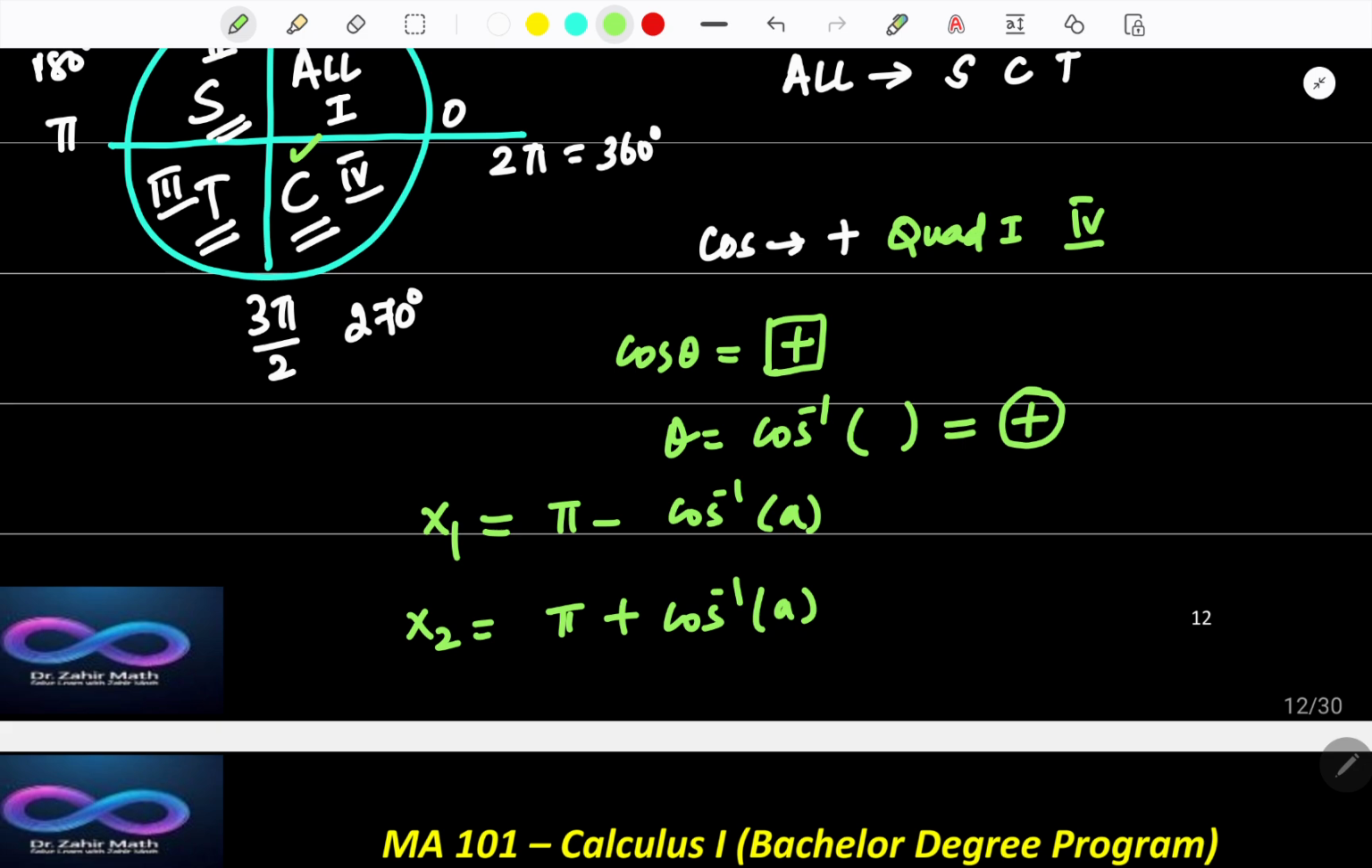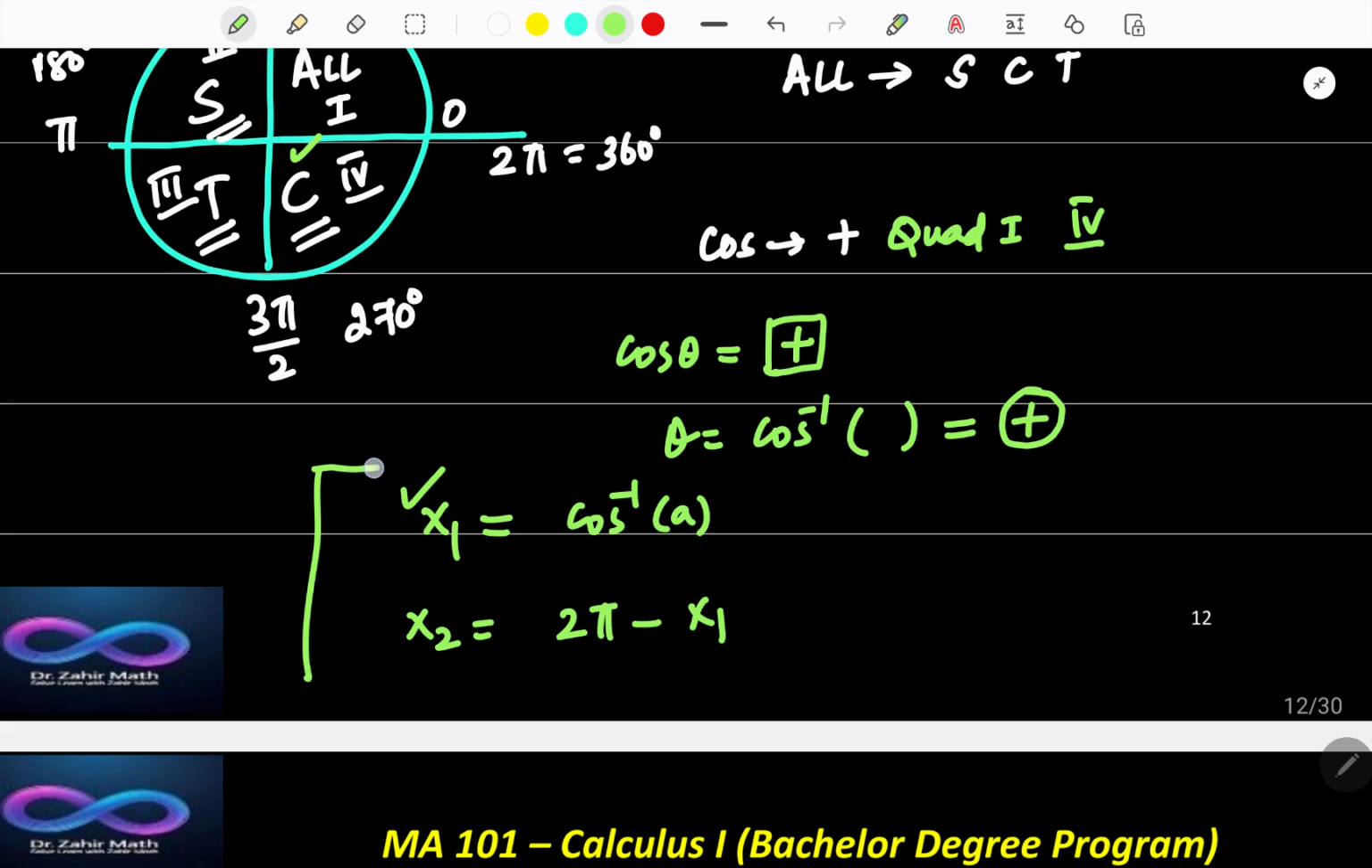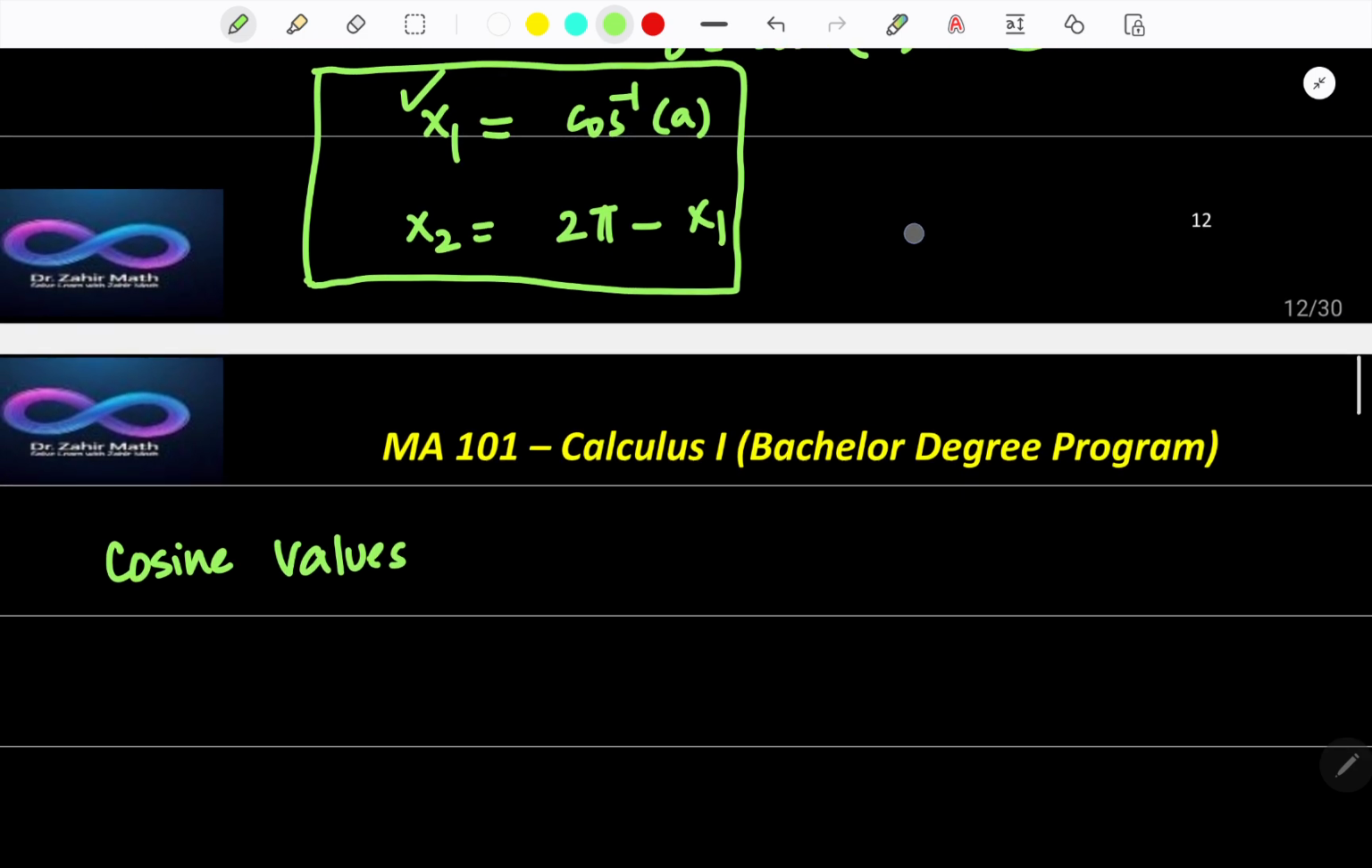Sorry, I'm sorry. For positive, x1 means it is cosine inverse A. There is no pi. The second solution is 2 pi minus x1, the answer which you got here. 2 pi minus x1. Keep this as a rule if you get the answer for cosine as positive. Okay, everybody?